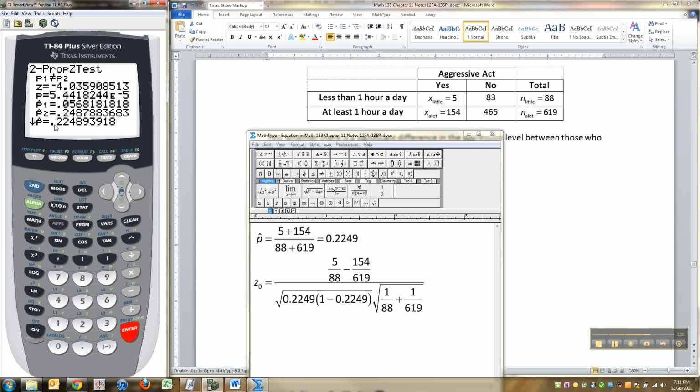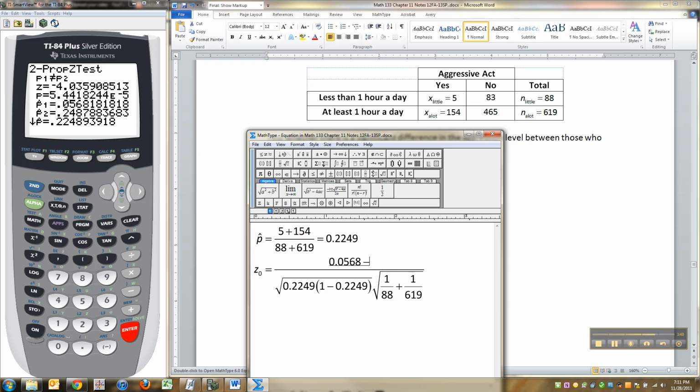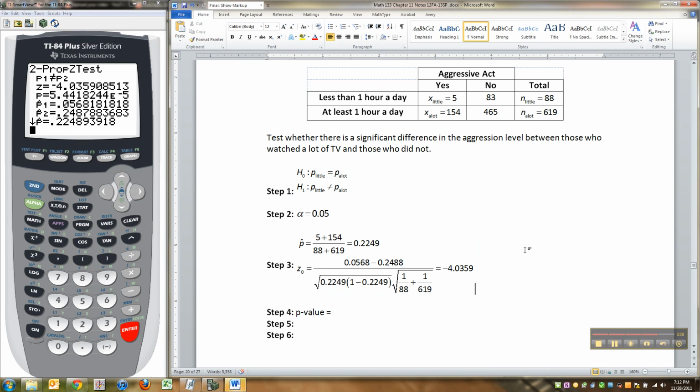You can see it gives you p hat right there. p hat is 0.2249. It actually gives you p1 hat too. So if you didn't want to write 5 out of 88, you could write 0.0568. And you could write over here 0.2488. And then it tells you the number when it's all over. It's right here, negative 4.0359. Done. There's your test statistic.